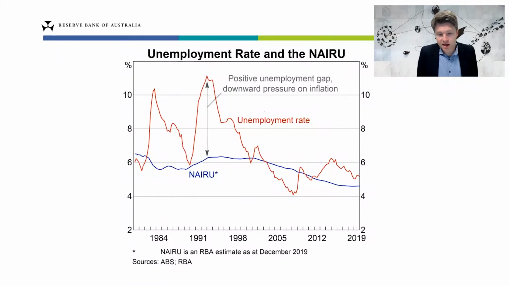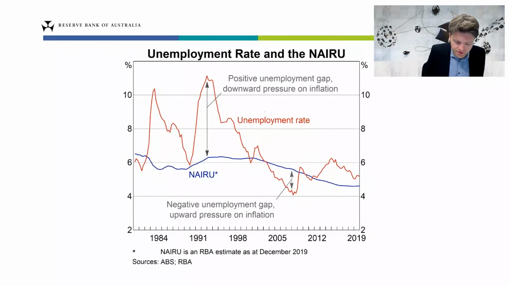Now on this graph, the largest unemployment gap that you can see is during the early 1990s recession. And at that point, we had a very large positive unemployment gap. As I think Guy just mentioned, during that recession, aggregate demand fell very sharply. And a lot of people who wanted to work and were available to work weren't able to find a job. So at that point in time, there was a lot of spare capacity in the labour market and we were very far away from full employment. And as a result, there was downward pressure on wage growth and inflation.